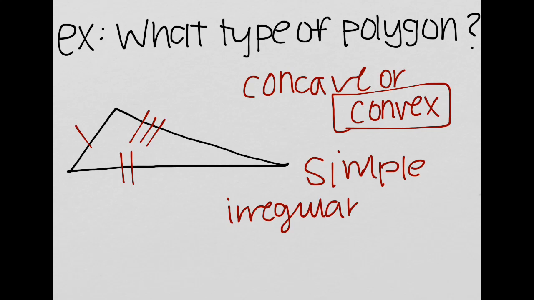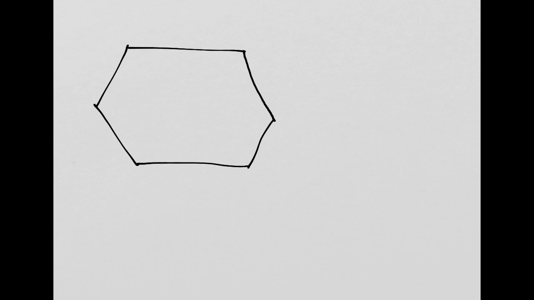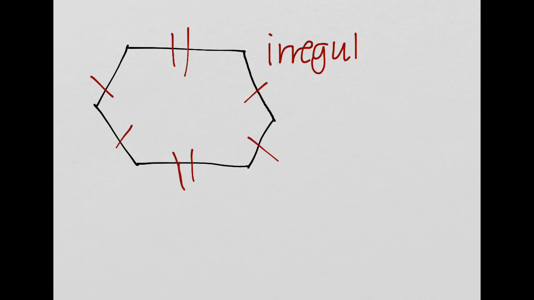Okay, let's take a look at another one. Okay, this one, these sides look equal, but these ones don't. So, this one's an irregular polygon. But again, it doesn't cave in, so it's convex, and it doesn't cross itself, so it's simple.